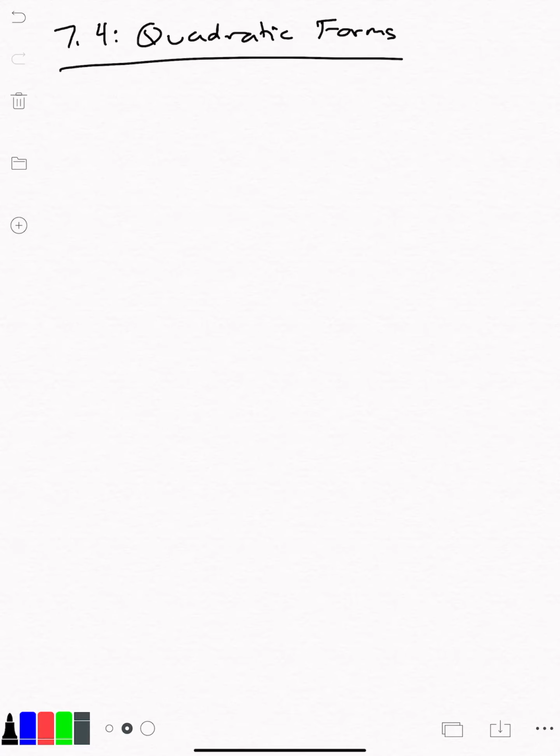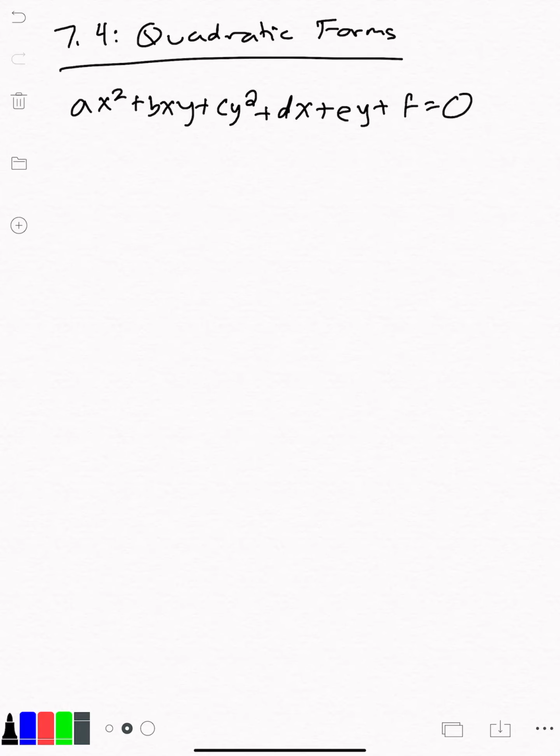This section ties into something that you may have covered back in college algebra or even earlier than that. And that was the idea: if you have a quadratic equation, and I'm writing out all the possible terms here that you could have in a quadratic equation, this gives us any term that's up to degree 2 involving two variables x and y.